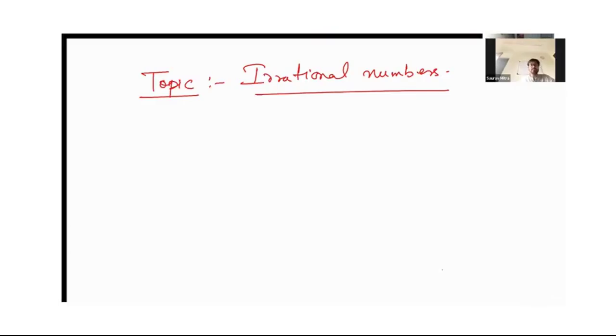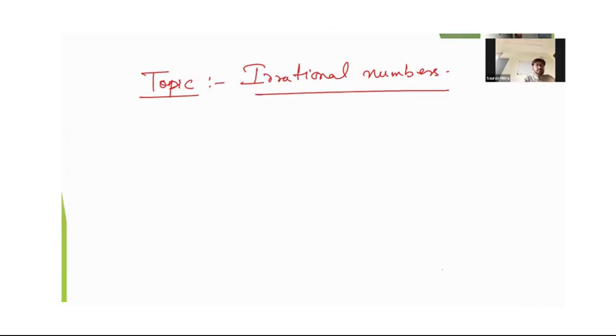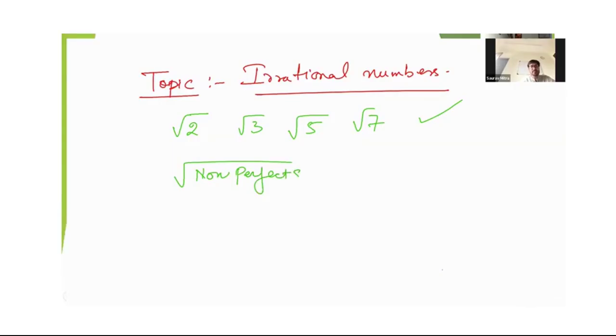So first of all, we should understand what an irrational number means. See these expressions, root 2, root 3, root 5, root 7, they are irrational numbers. Why? Because they are square roots of non-perfect squares. So the square root of a non-perfect square is called an irrational number.